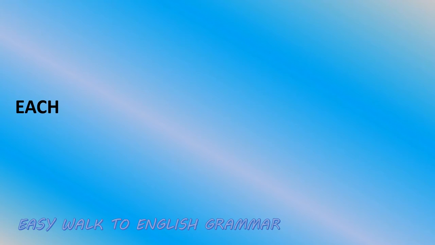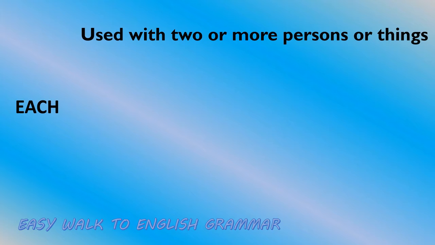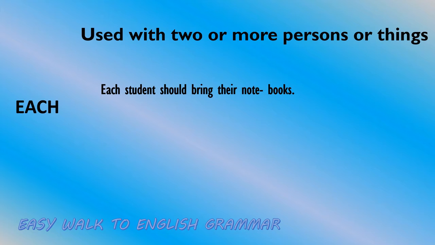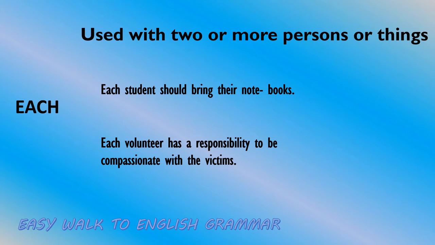We'll start with each, and each is used with two or more persons or things. We can use each with a minimum number of two persons or things present in a particular context, or more than two persons or things. For example, we can say, each student should bring their notebooks. In this context, there can either be two students or more than two students. Likewise, each volunteer has a responsibility to be compassionate with the victims.